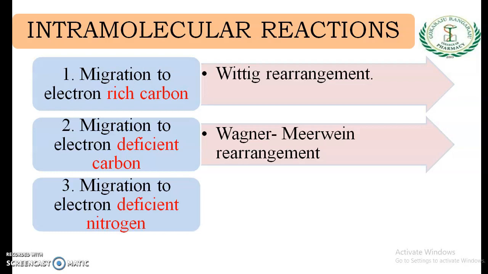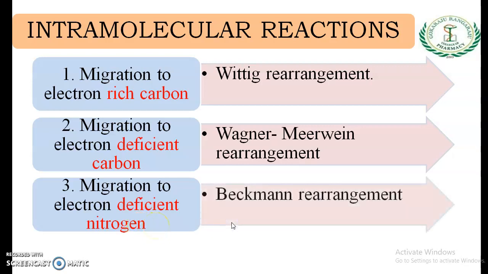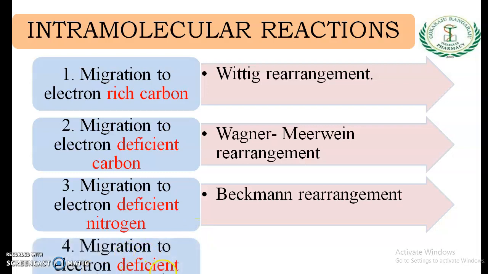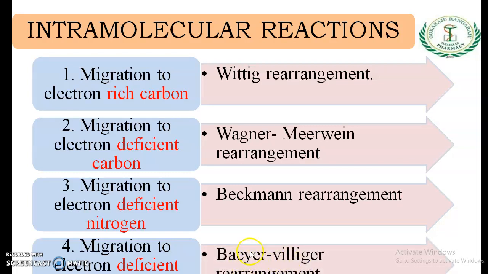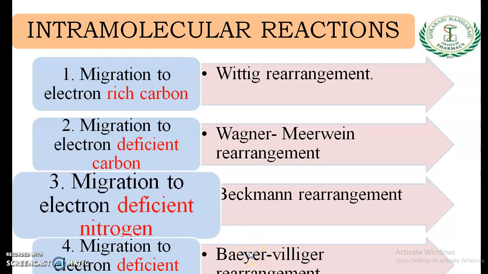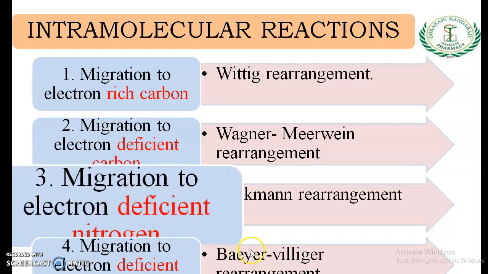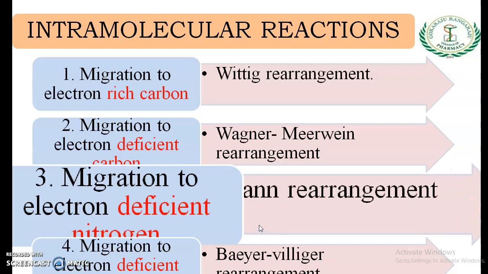Then migration to electron deficient nitrogen. So here the migrating group is migrating towards the electron deficient nitrogen. Example is Beckmann's rearrangement reaction. Then the fourth one is migration to electron deficient oxygen. Example is Baeyer-Villiger rearrangement reaction. So in this session we are going to discuss the migration to electron deficient nitrogen, that is Beckmann's rearrangement reaction.